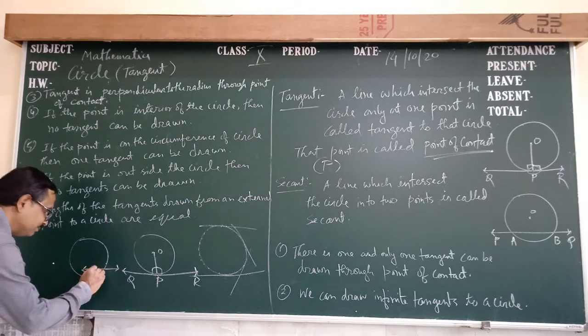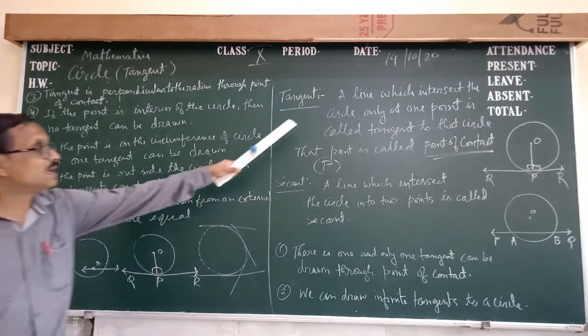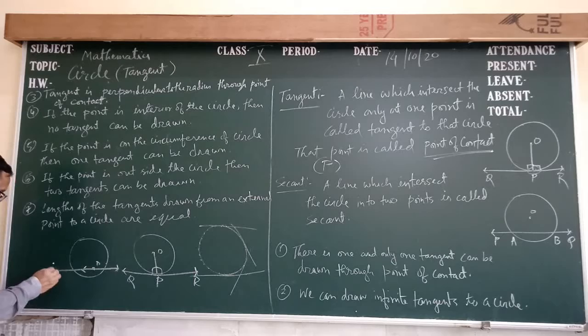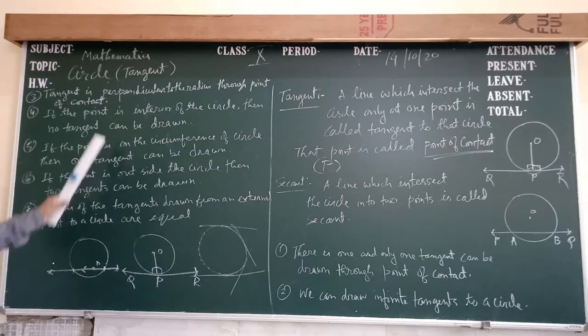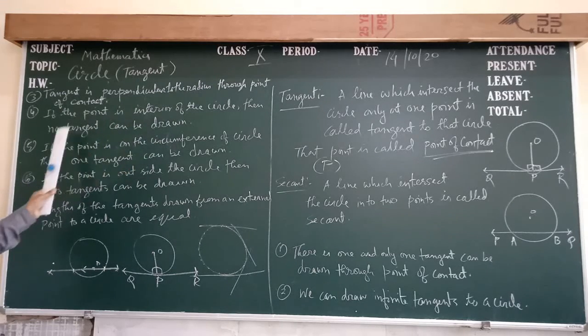But it is not like this. Suppose this is the point P. You say one tangent is drawn. It is not like that, because the definition of a tangent is a line, which means it can be extended. If we extend it, then surely it will intersect at two points. So if the point is inside, meaning interior, then no tangent can be drawn.